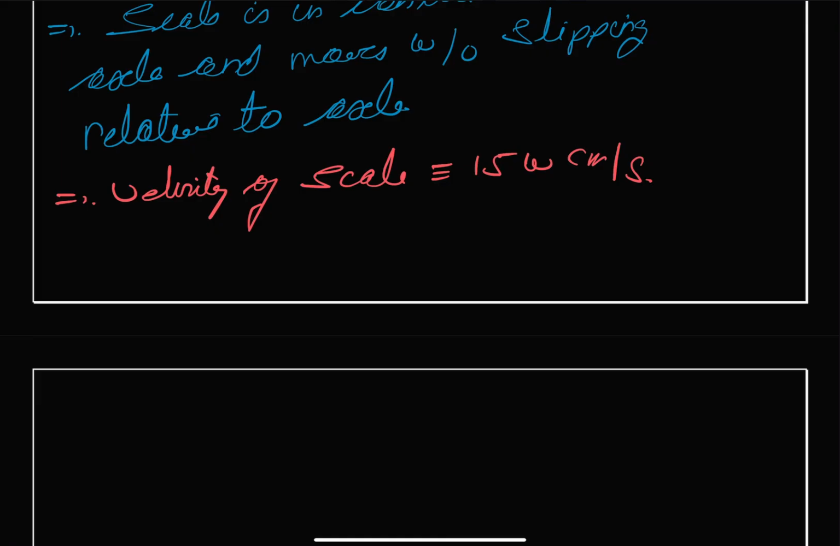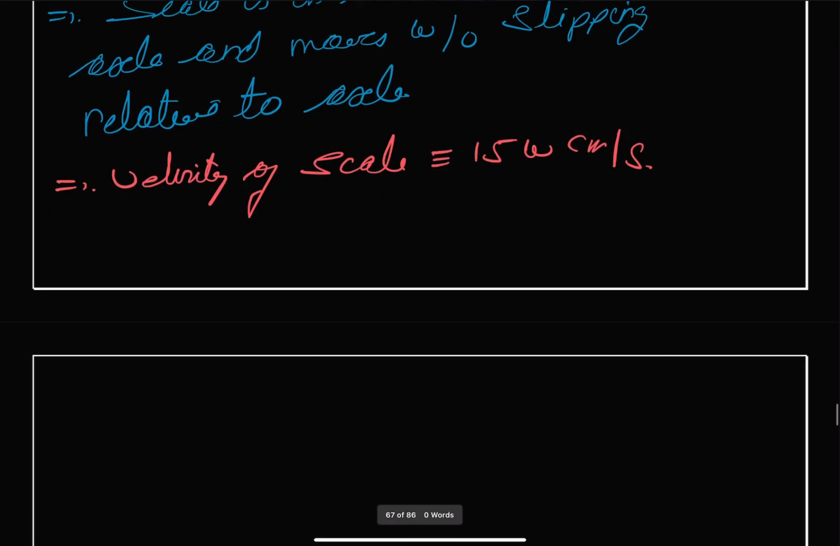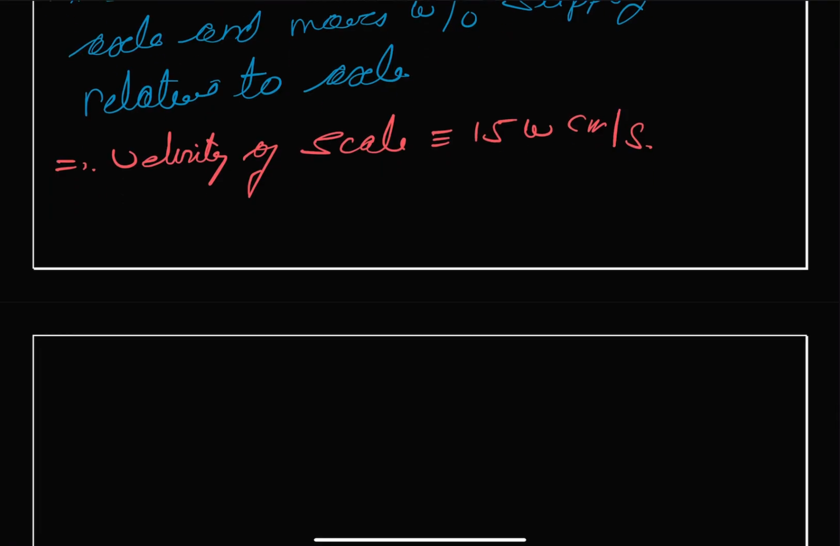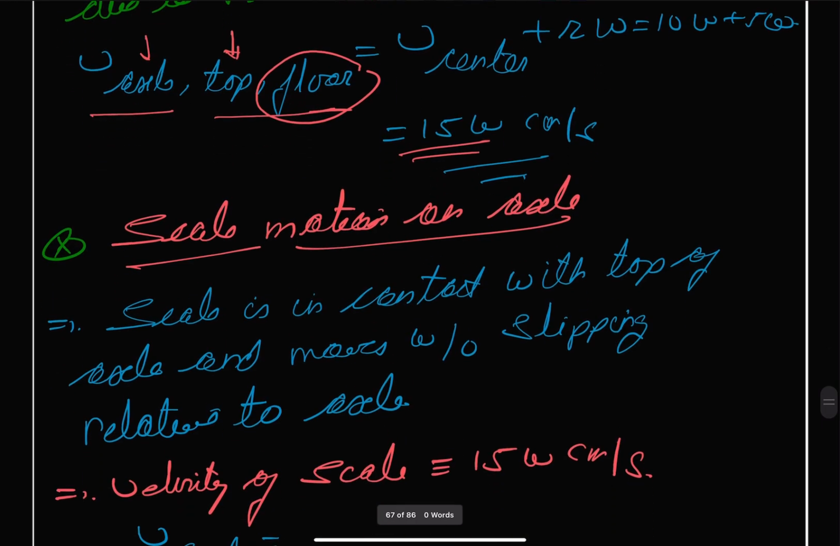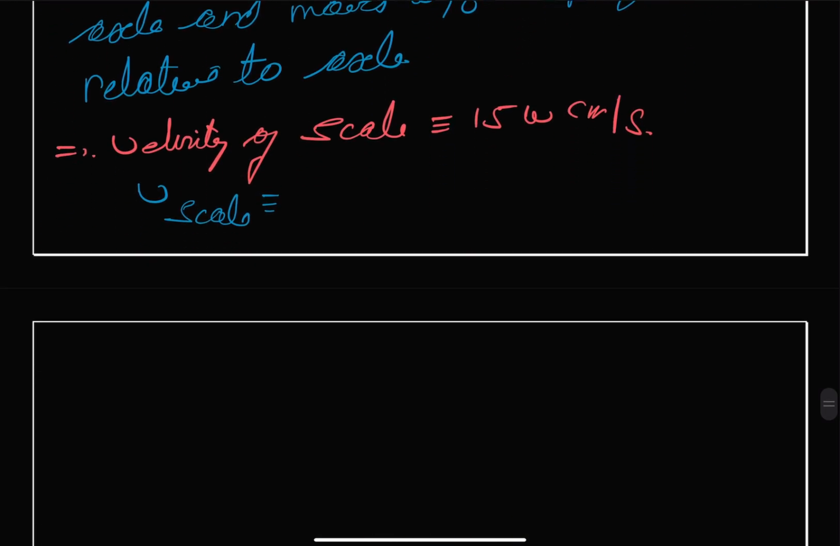Okay. Let us call this V scale. So we can say our V scale is equal to V axle top with respect to floor, which is our 15 omega centimeter per second.